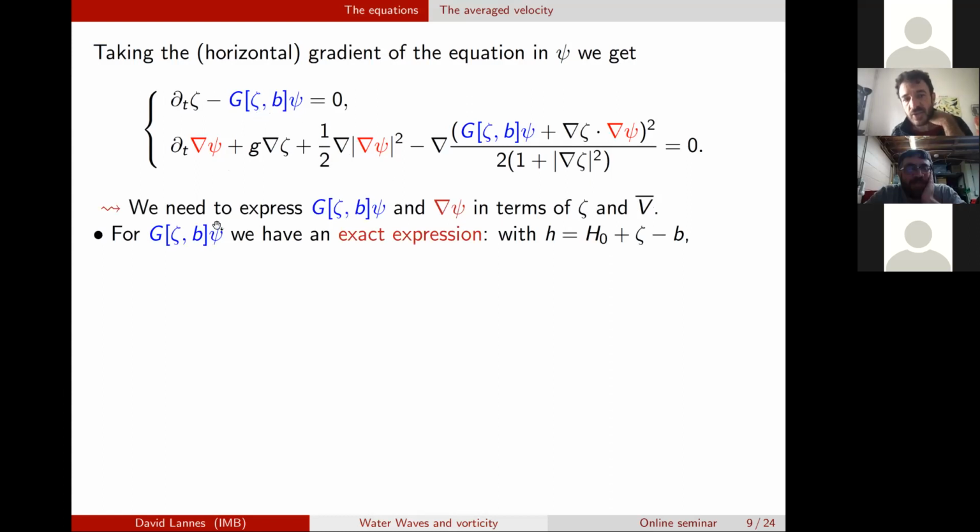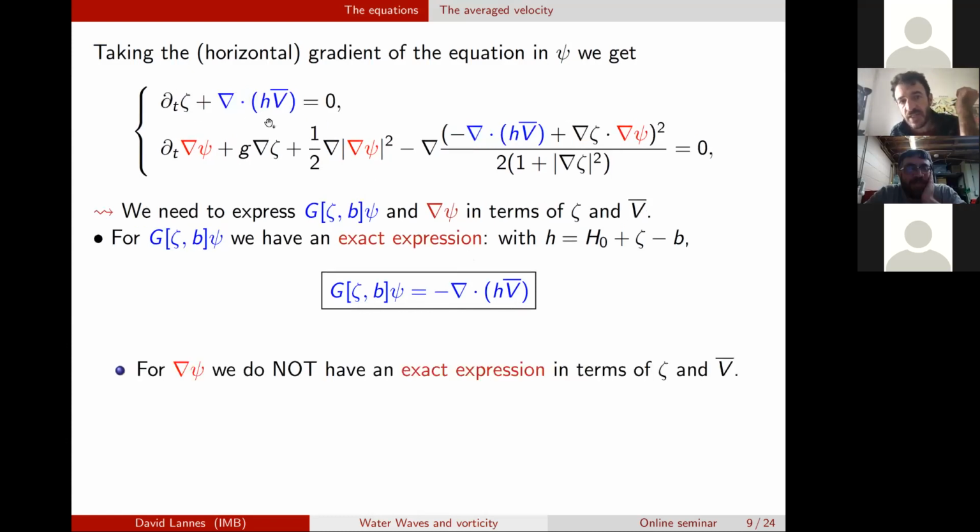If we start with the blue term, the Dirichlet-Neumann operator, actually this is very easy because we have an exact expression. The Dirichlet-Neumann operator applied to psi is equal to minus the divergence of h V bar. So this is quite easy to see, and this tells you that the first equation is equivalent to this, which is an exact equation, and this is what you obtain if you integrate the incompressibility condition. Okay, so this equation is actually conservation of mass. So it's a very natural equation. It is exact, and it is very simple. So this is why in physics, people usually like to write models in terms of this quantity, because this first equation is very, very nice.